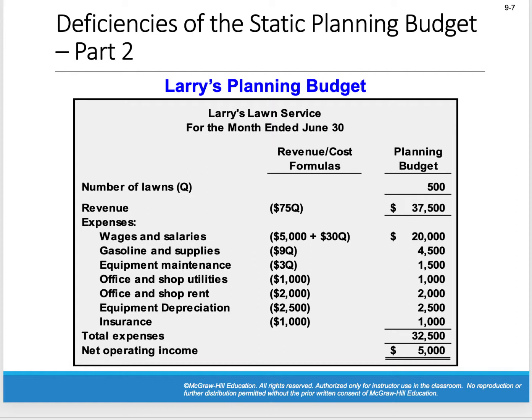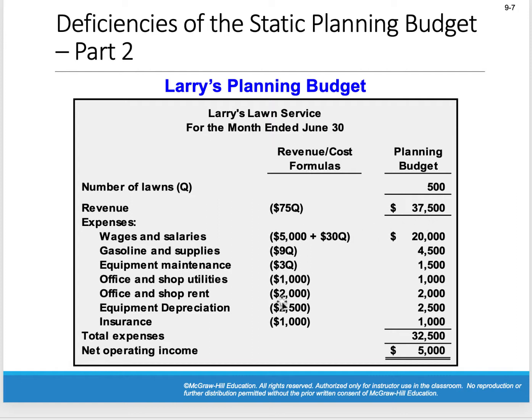So he gave us a cost formula. Notice the revenue, 75Q. What in the world does that mean? Well, that means that Larry is going to charge $75 per lawn. Okay, so what's his total revenue? Well, 75 times Q. Q is nothing more than the quantity or the number of lawns mowed. Okay, so we see here that the number of lawns mowed is 500. So we took 75 times Q, or 75 times 500, which gave us revenue of 37,500.